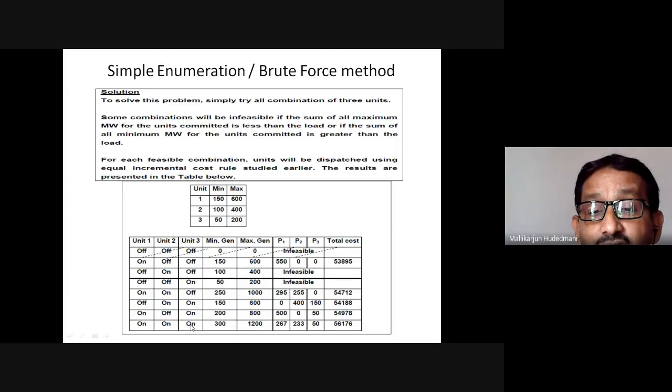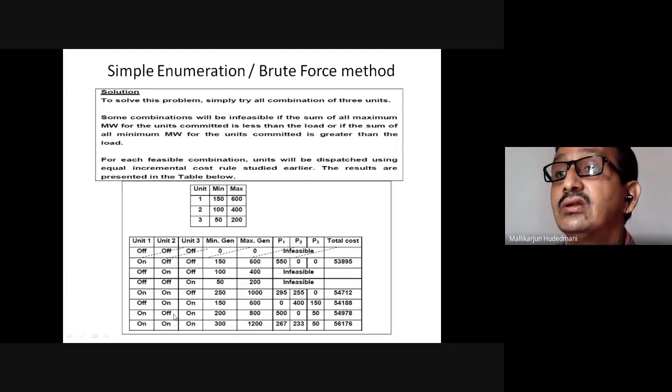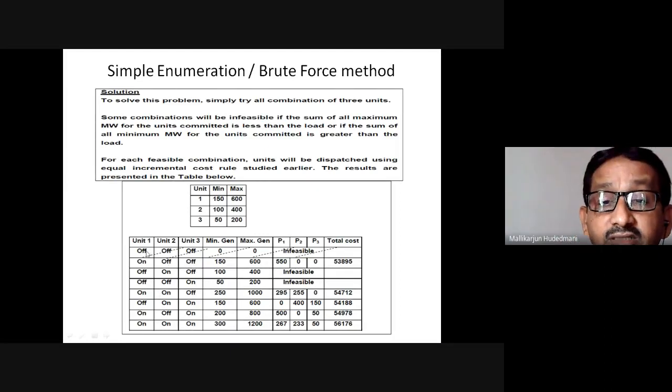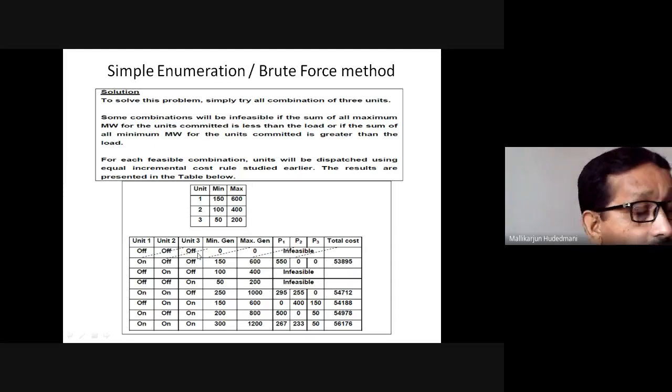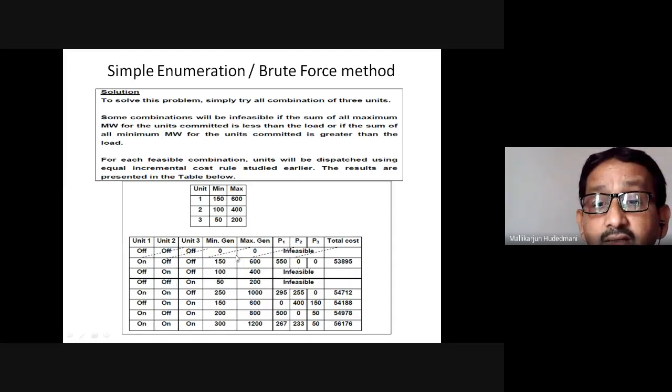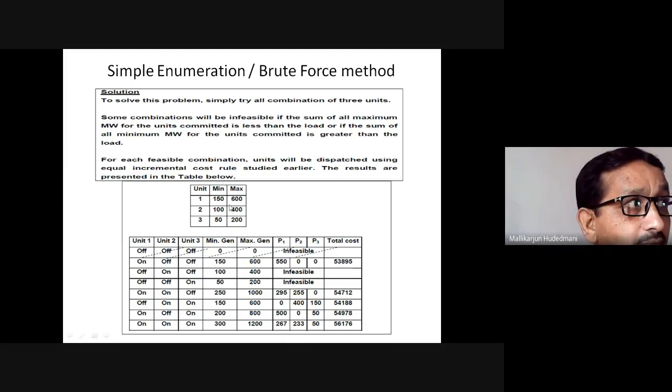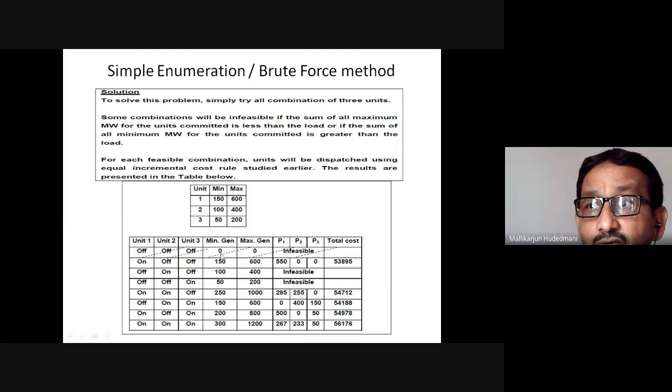I'll get 8 combinations. Using this combination, I can set up 0, 0, 0, 1, 1, 1 like that. Then I can generate this value as minimum generation of this unit being 0 by combination. Maximum is 0, because all these things are off: off, off, off. Then definitely no one is in service. I will find 0 megawatt.